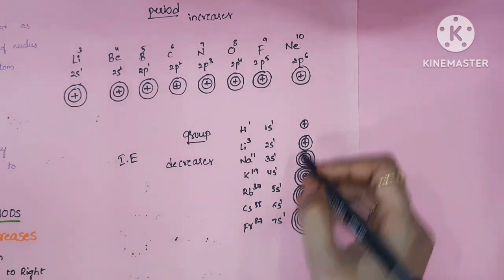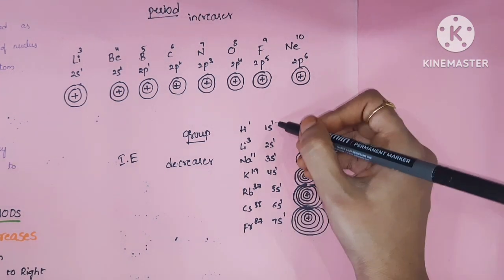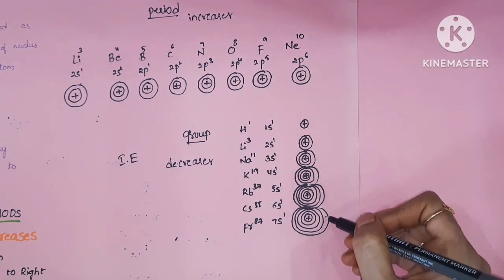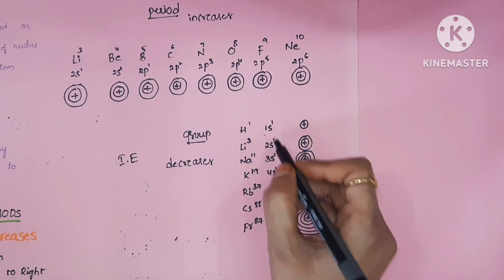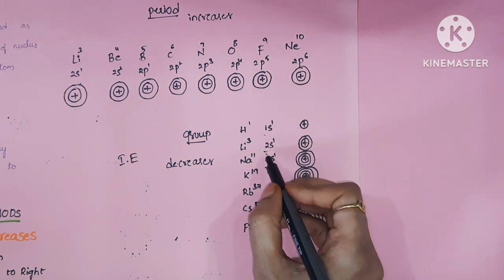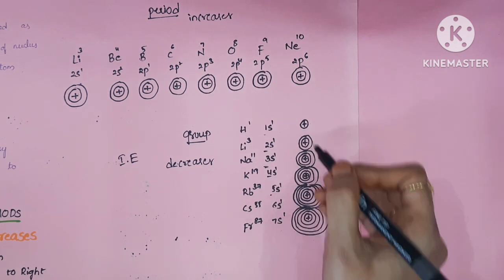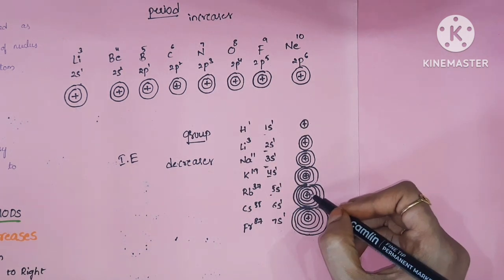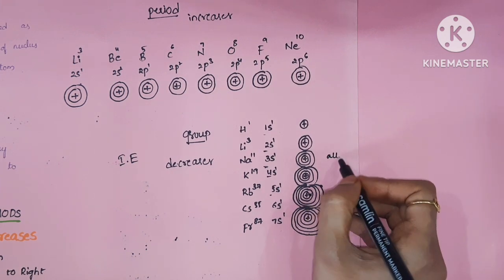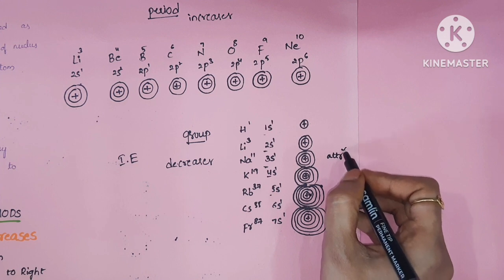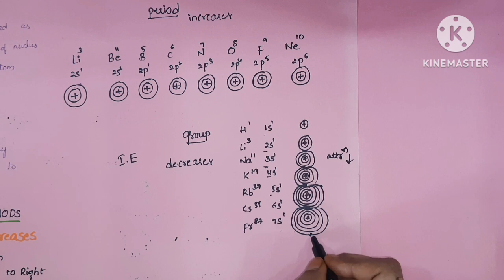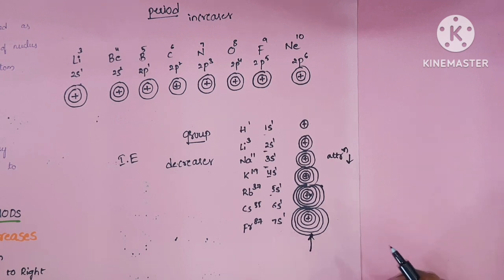Why? Here you have to observe that from top to bottom the size of the element increases. Why? Because the number of shells increases: 1s1, 2s1, 3s1, 4s1. That means the number of shells increases, the size increases, and the attraction between the nucleus and outer electrons decreases.